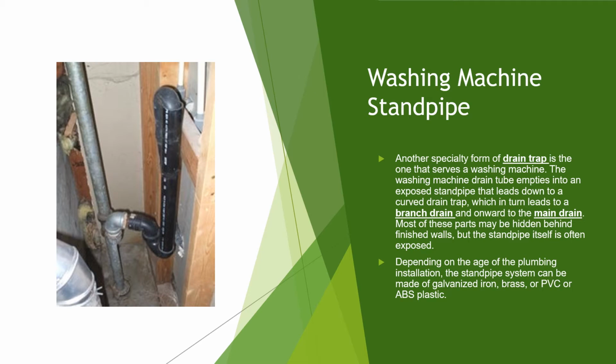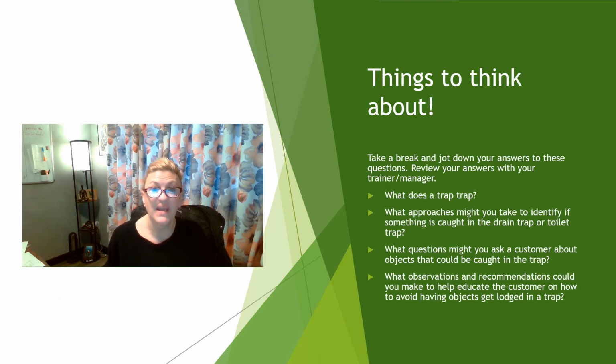Washing machine standpipe. Another specialty form of drain trap is the one that serves the washing machine. The washing machine drain tube empties into an exposed standpipe that leads down to a curved drain trap, which in turn leads to a branch drain and onward to the main drain. Most of these parts may be hidden behind finished walls, but the standpipe itself is often exposed. Depending on the age of the plumbing installation, the standpipe system can be made of galvanized iron, brass, or PVC or ABS plastic.